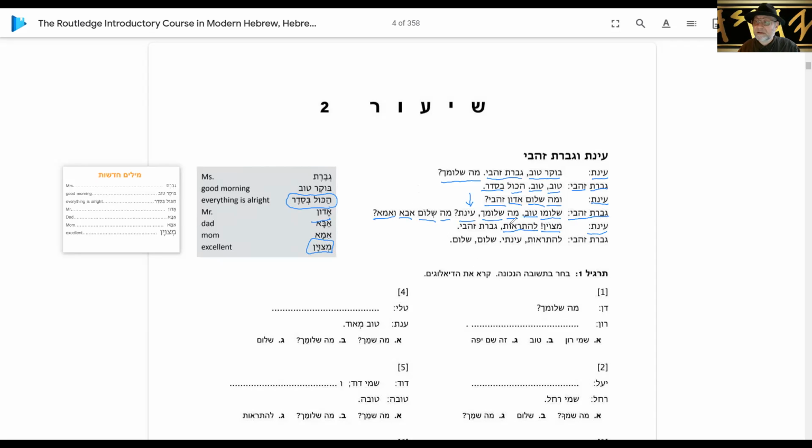Lehitra'ot, he says lehitra'ot, see you later, Geveret Zahavi, Mrs. Zahavi. Okay, and Mrs. Zahavi says, Lehitra'ot, see you later, Einat. Shalom, shalom, goodbye, which in a colloquial sense is like goodbye. All right, that one wasn't too hard, I don't think.